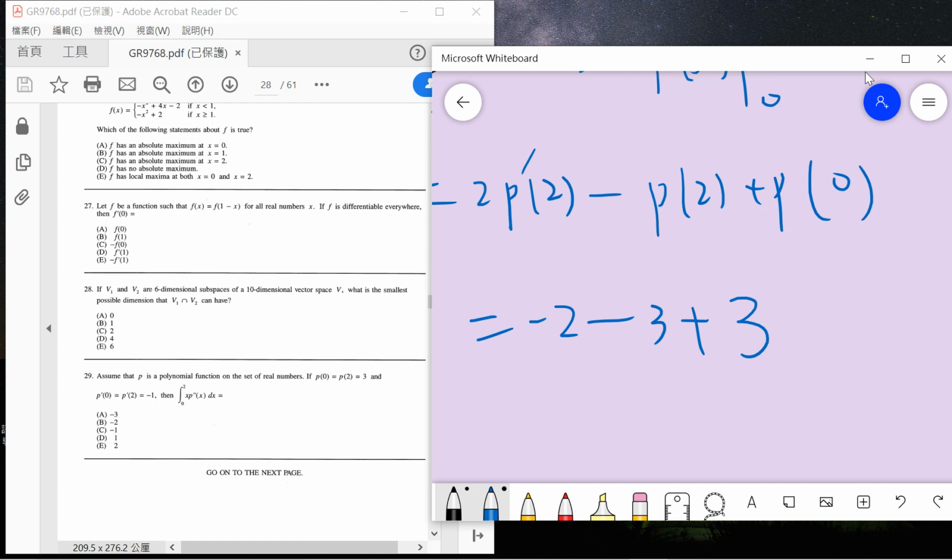Is it correct? 2 times P prime of 2, minus P of 2 and P of 0. Right. So the answer is minus 2.